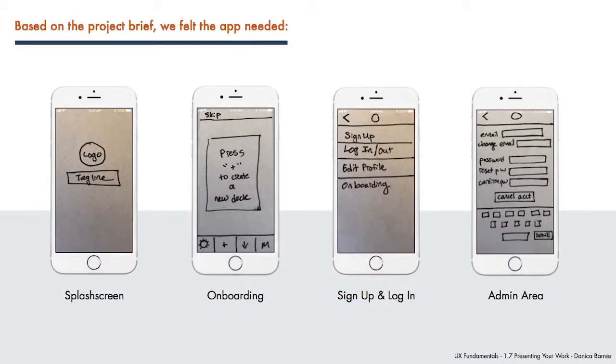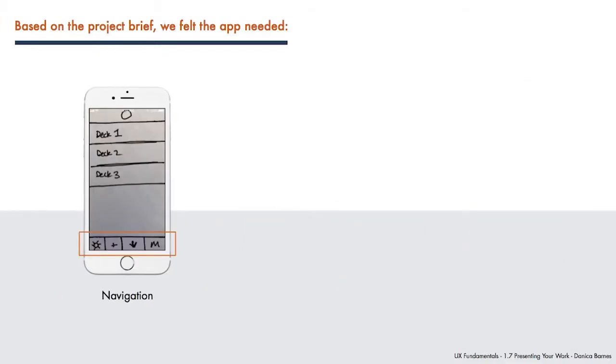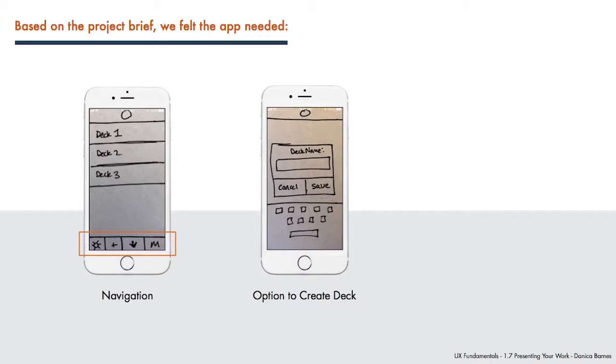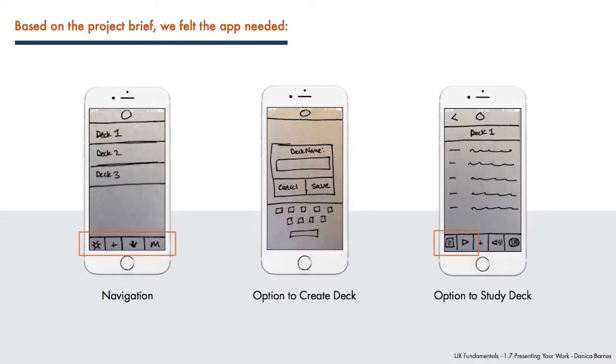They were also going to need an admin area where they could adjust or change their email or reset their password. The app, of course, was going to need navigation so that users could get around the app from screen to screen. And it was going to need the option for users to create their own vocabulary decks, and of course the option for users to study those decks.